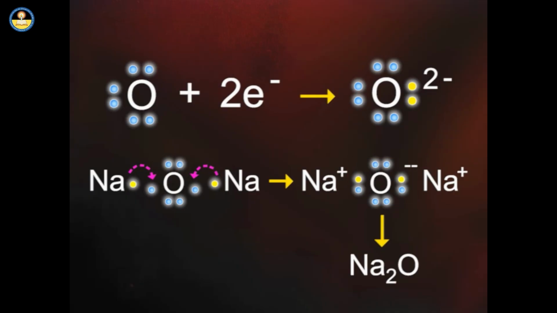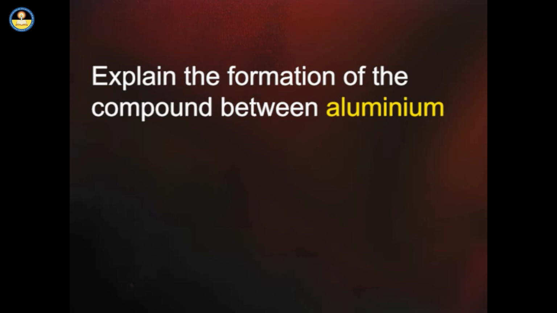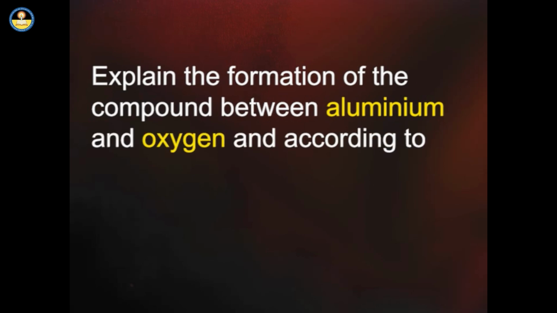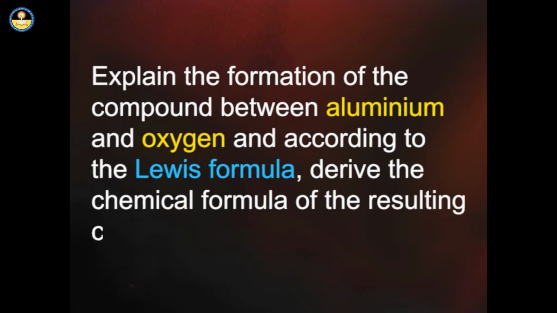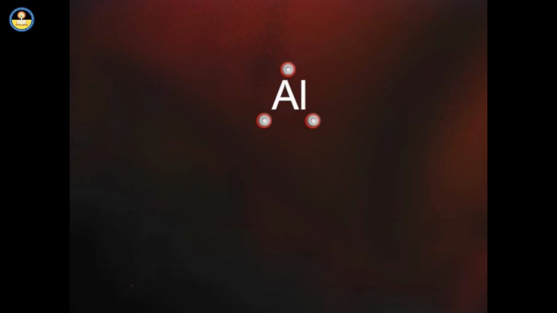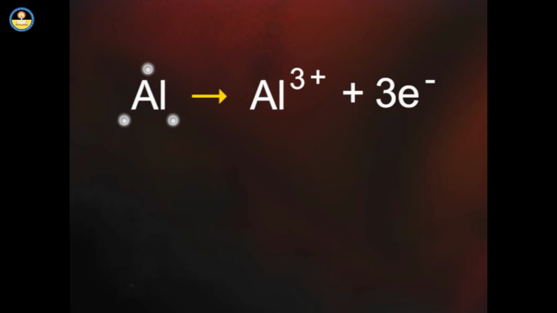Let us take one example. Explain the formation of the compound between aluminium and oxygen, and according to the Lewis formula, derive the chemical formula of the resulting compound. Aluminium has 3 outermost valence electrons. It can lose all the 3 outermost electrons to achieve the noble gas configuration.